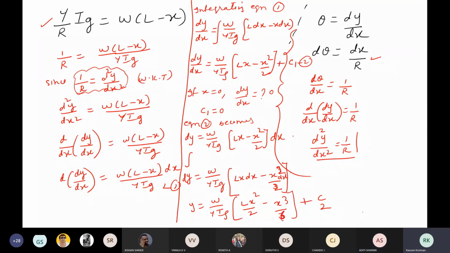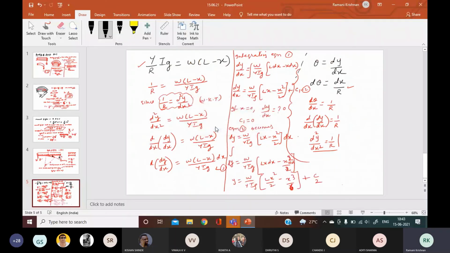Now tell me, what is C2 called? C1 was the constant of integration in the first case. C2 is also a constant of integration in the second case. Now can you tell me the value of C2? It is 0, ma'am.